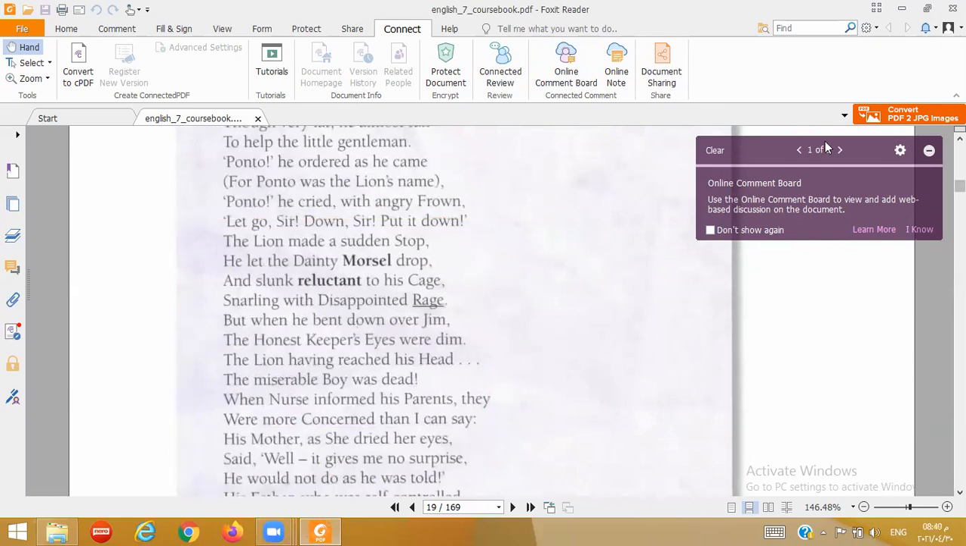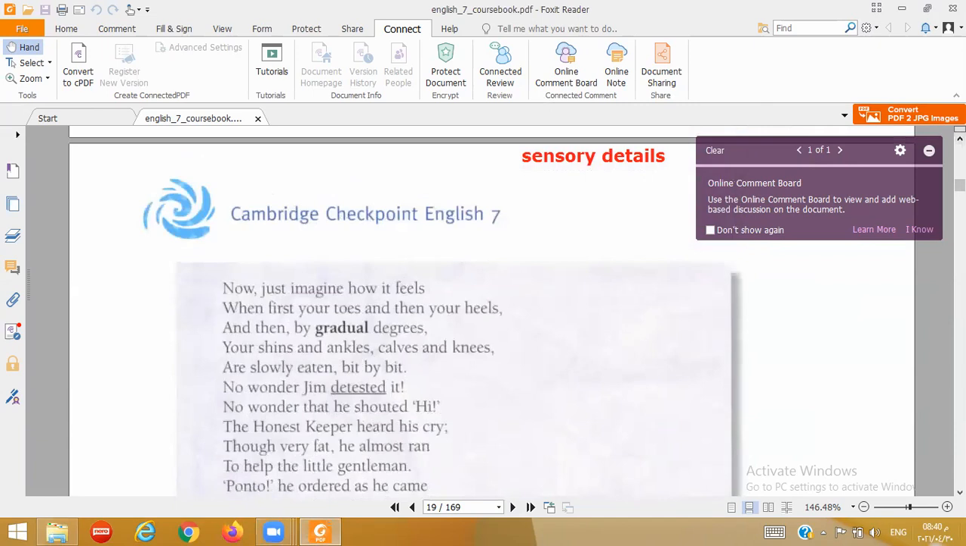Good. Now let's talk about the sensory details. Okay, sensory details. That means words you can hear, you can touch, you can smell. Yeah, can you help me?